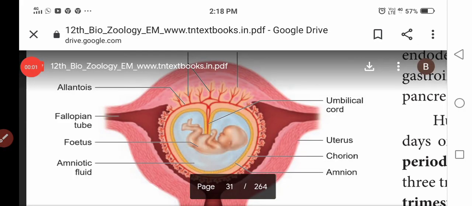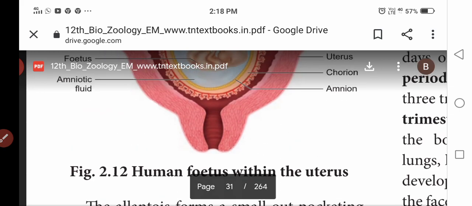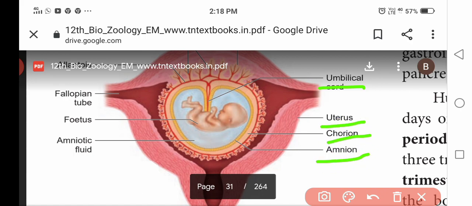We are discussing the human fetus within the uterus. You see this one, we call it an embryo. The embryo is a formed baby. So what are these here? Umbilical cord, uterus, chorion, amnion, amniotic fluid, fetus. Fetus means you know that. So this is a baby.